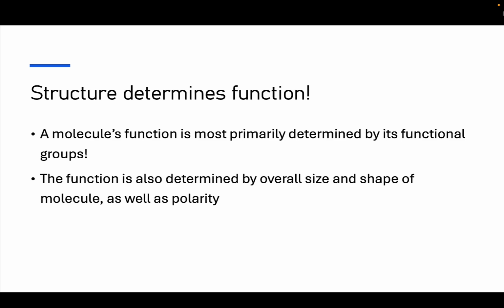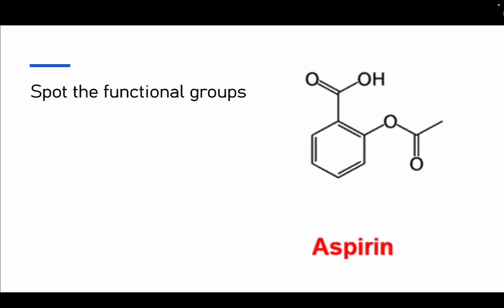And its primary function is determined by its functional groups, but it's also determined by its overall size and shape, which can lead to polarity. So structure determines function. We're going to see this a lot in the rest of the course as we look at macromolecules like carbohydrates and proteins and lipids. And for now, just have faith that this is a really, really important theme in chemistry.